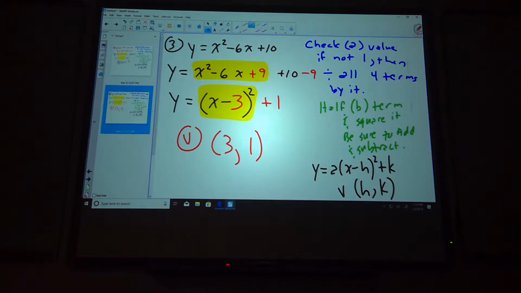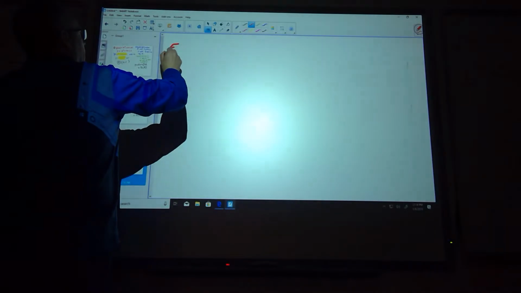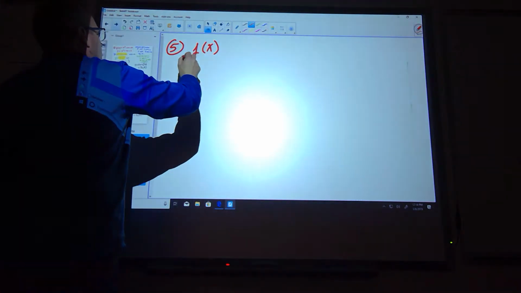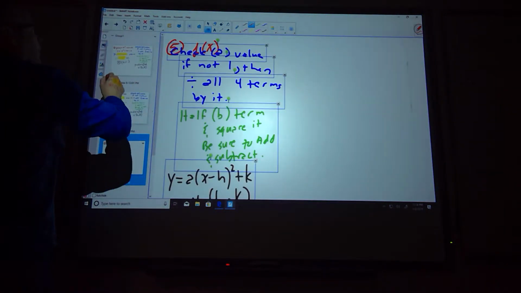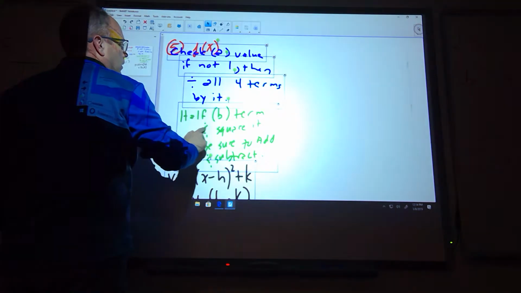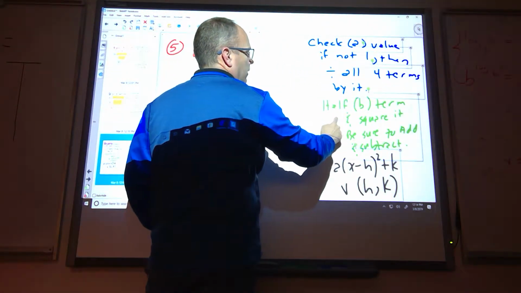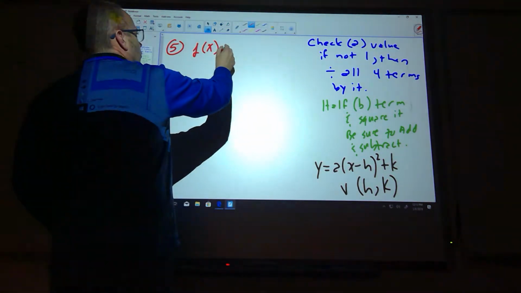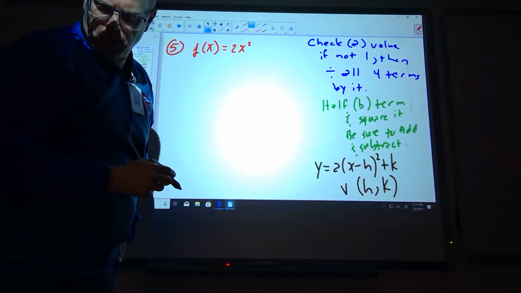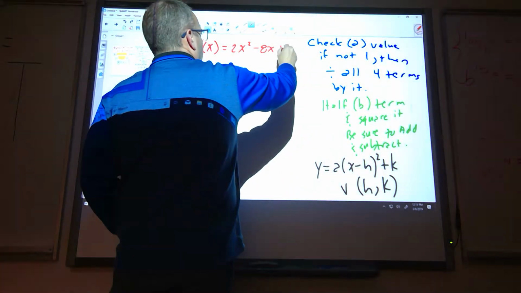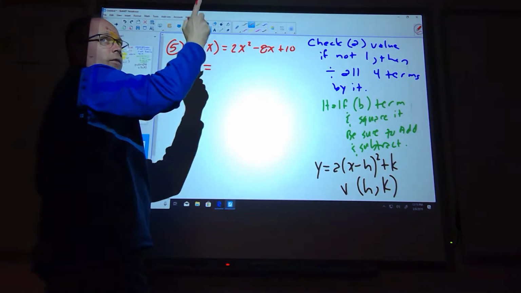All right, number 5 is the next one. Yes? Okay. Number 5, we have f of x. Oh, let's do this first. Paste. Let's move you. Oops. Undo. Same questions, right? Okay, so f of x equals 2x squared minus 8x and plus 10. So the only thing I'm going to change before we start any of the problems, I'm going to change f of x to y. Is that okay?